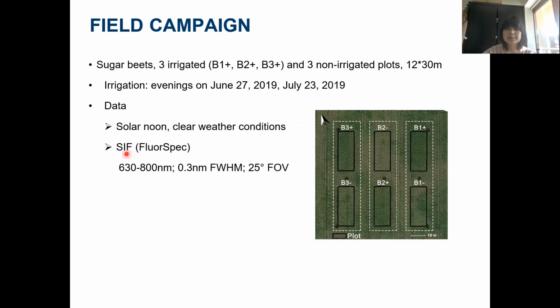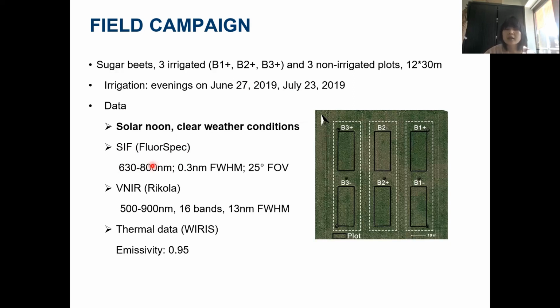The SIF measurement was acquired by the UAV-based fluorescence spectrometer, which has a range from 630 to 800 nanometers. To assist the interpretation of SIF, we also acquired hyperspectral data and also the thermal data.